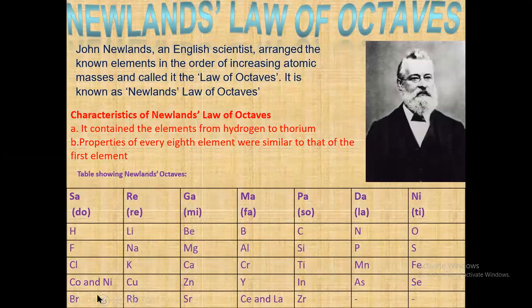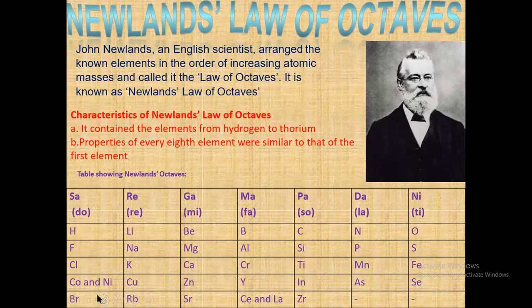Now we will discuss Newlands' law of octaves. John Newlands was an English scientist. He arranged the known elements in the order of increasing atomic masses and called it the law of octaves. It is known as Newlands' law of octaves.